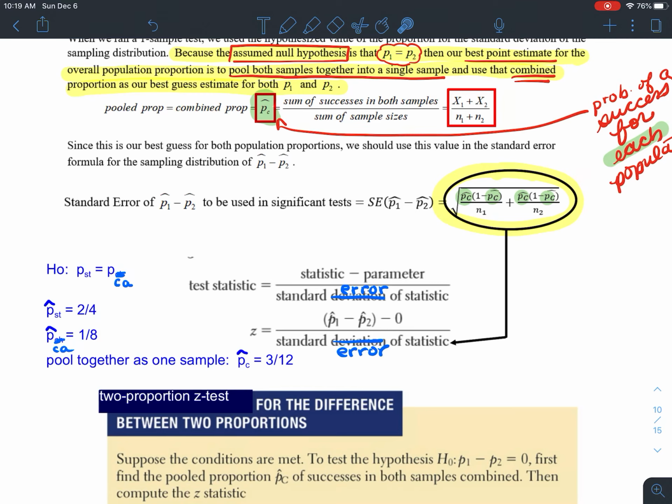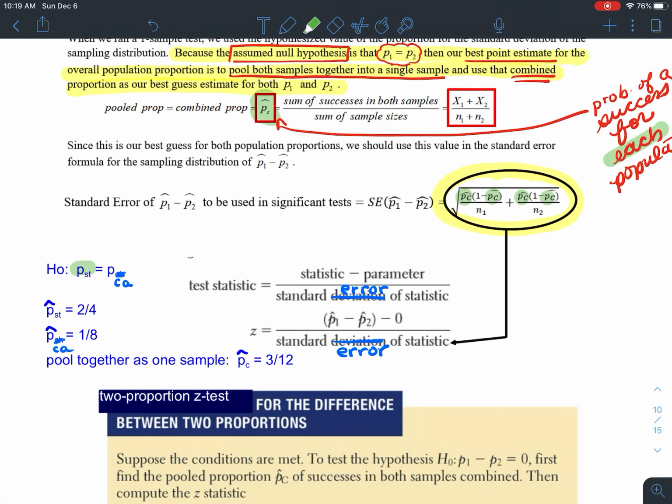So then we go to a school and we survey 4 AP Stats students, and we discover of those 4 that 2 of them ended up getting a 5 on their AP Stats test. So that sample proportion is a half, or 2 out of 4 got a 5. Then we also sample from a school 8 AP calculus students, and we discover that of those 8, 1 of them scored a 5 on their AP calculus test. So our sample proportion for that is 1/8.